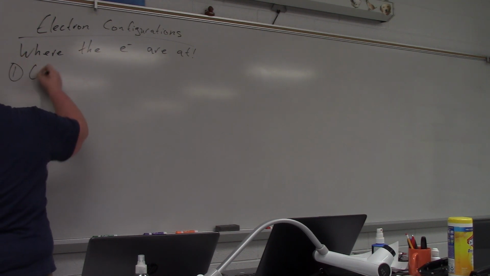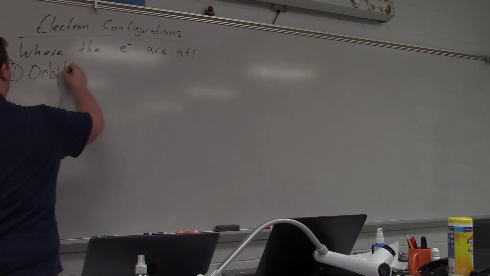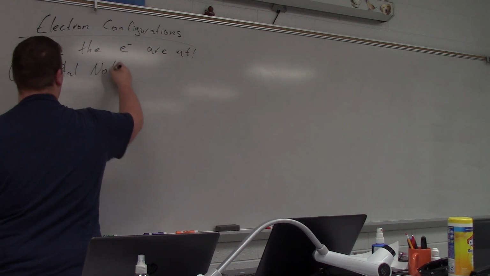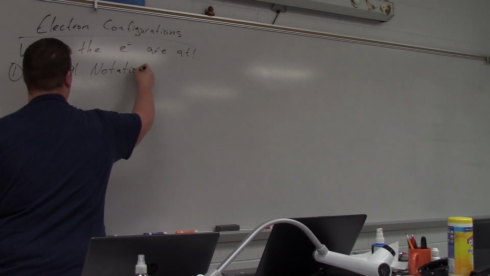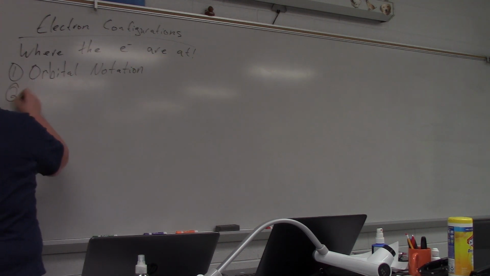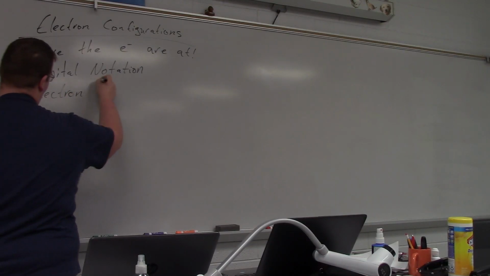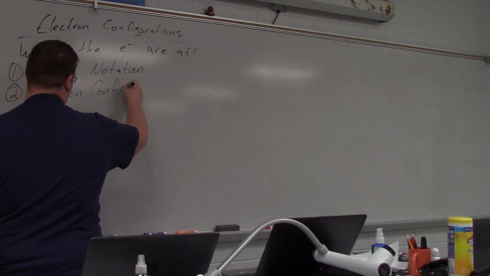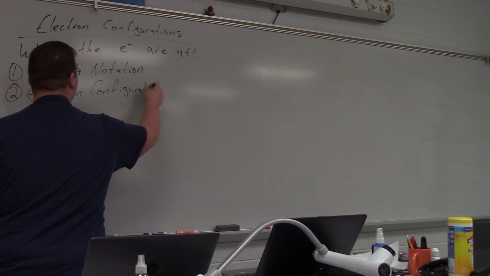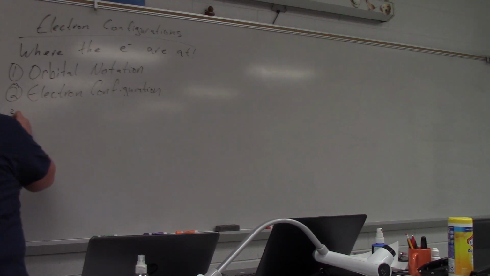The first one is what we call orbital notation. The second one is called electron configuration. And the third one is what we call noble gas configuration.